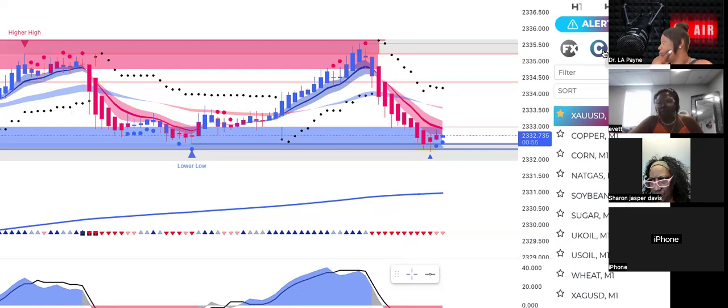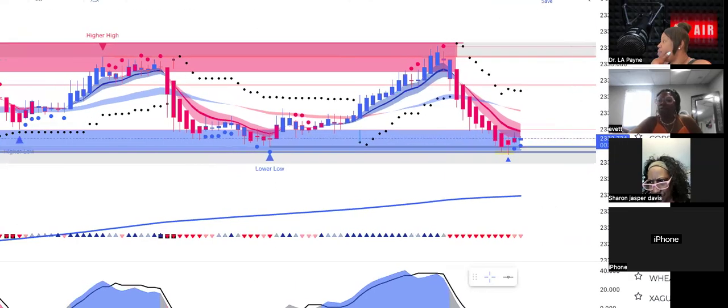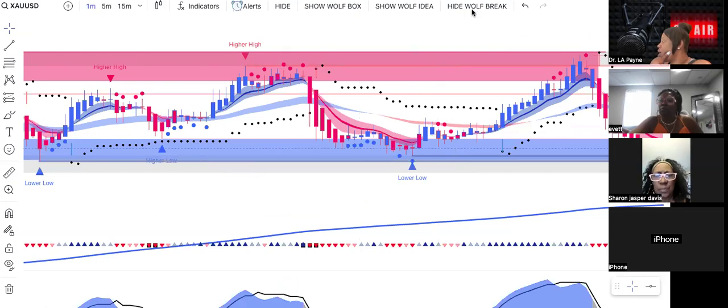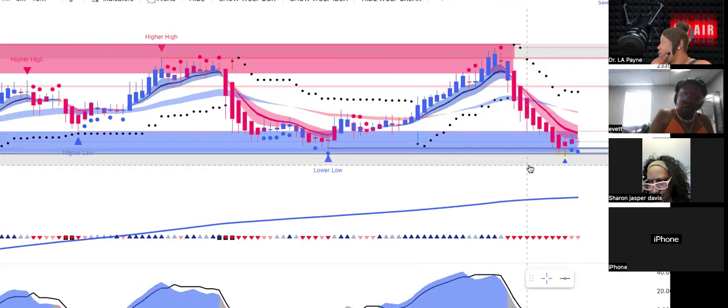Okay, go ahead. I'm going to just find the pairs. And then, after that, you're going to star XAU USD. Make sure you star it. And then please go to the 1 minute chart and please put your wolf break on. Once you do that, all of the technology is going to be set up for you.